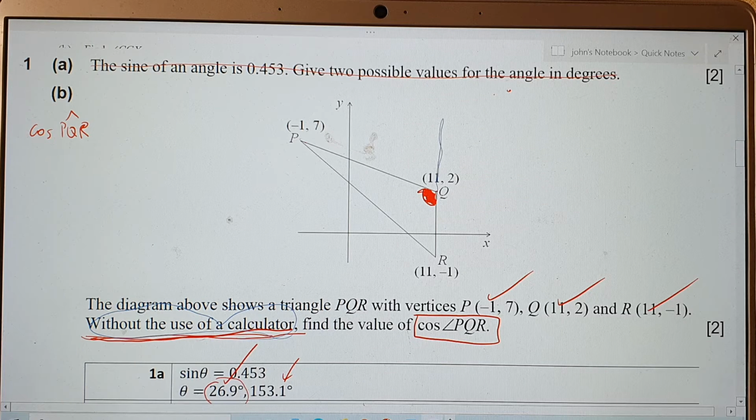Remember, if I know this angle, then this fella is the friend of this angle, because they add up to 180 degrees. So what is the benefit of extending this line to make it 180 degrees? The benefit is that I can get a right angle triangle on this side.